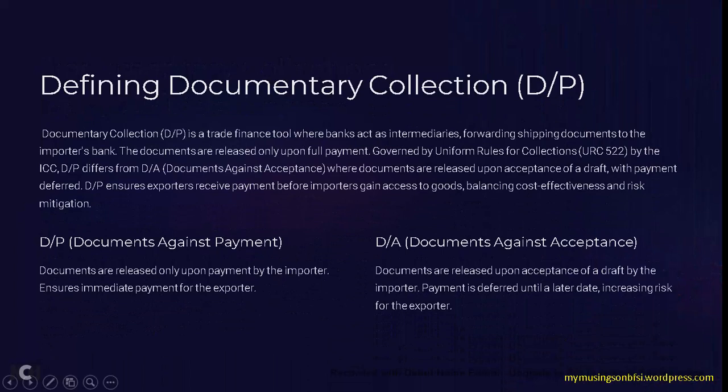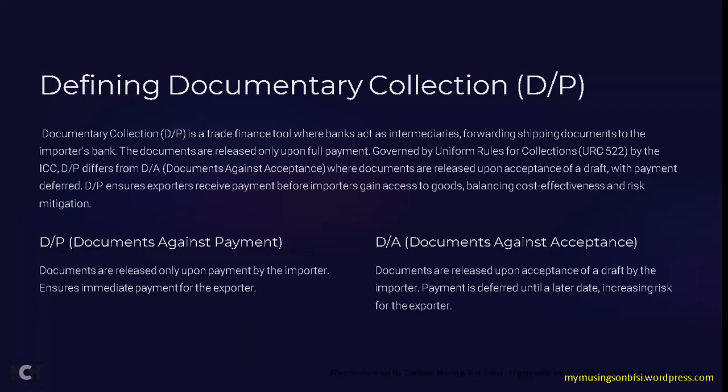A documentary collection is a financial arrangement between the exporter, exporter's bank, importer's bank, and importer, wherein the shipping documents, the bill of lading, invoice, etc., are forwarded to the importer's bank with a requested instruction to deliver these to the importer against payment. The documents are released only against payment. These are governed by Uniform Rules for Collections URC 522, and these are different from DA, documents against acceptance.